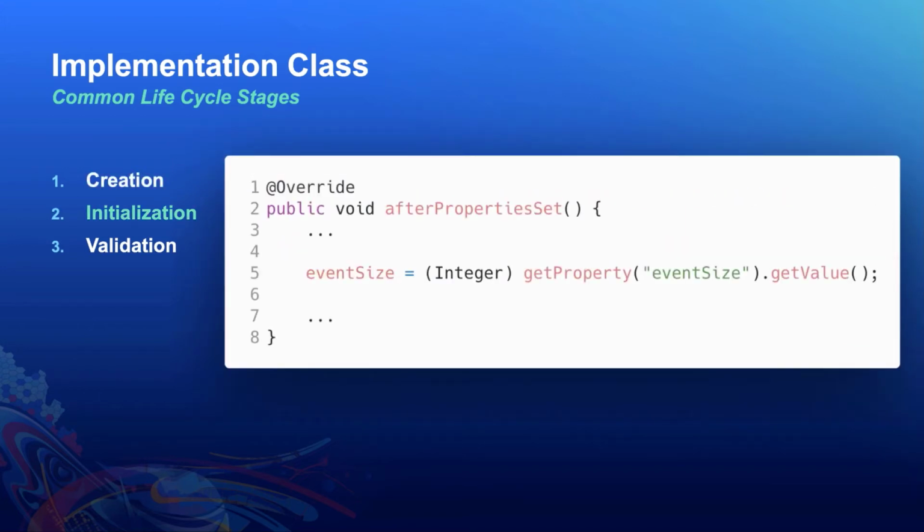Once the instance of your class has been created, you will enter the initialization stage. Here, you will use the afterPropertySet method in order to initialize the object's properties. You can use the getProperty method from the API in order to get any user-defined values. In this case, we are getting the event size value, casting it to an integer, and assigning it to the event size instance variable.